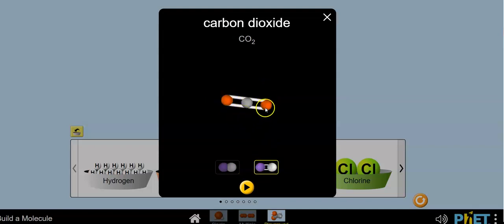Oxygen, oxygen, 1 shared pair of electrons, 2 shared pairs of electrons, 3 shared pairs, 4 shared pairs. So in a ball and stick model, each stick represents 2 electrons that are being shared. Let's turn that around so we can see it in 3D. And that is what carbon dioxide looks like.